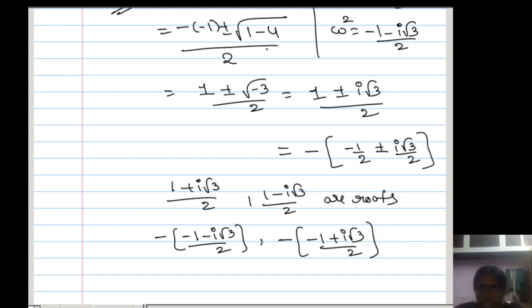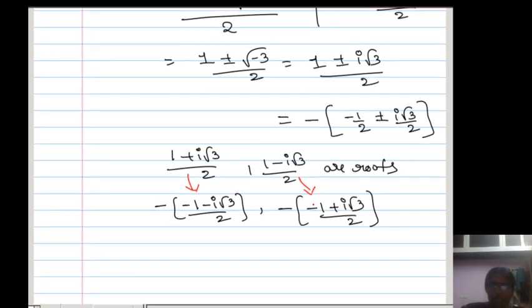So I am writing the same thing, just written like this. So 1 plus i root 3 by 2 I have written in another way, minus of minus 1 minus i root 3. If you simplify this, again we get the previous one, the same thing. If you write this in another way, that is minus of minus 1 plus i root 3 by 2.